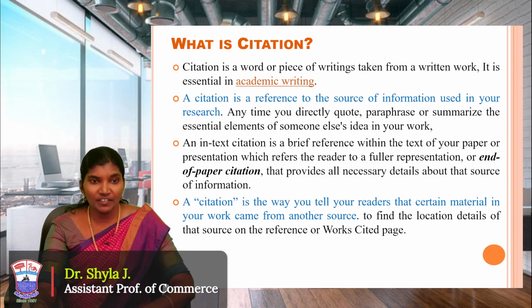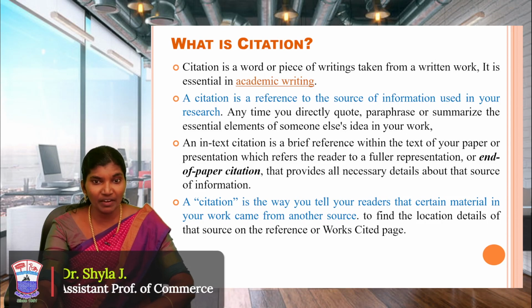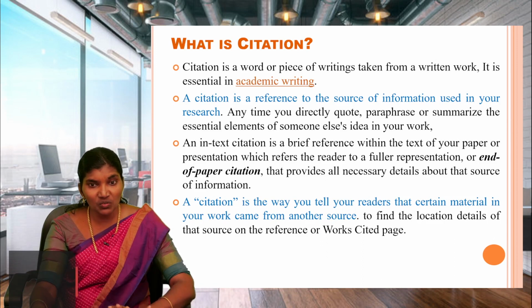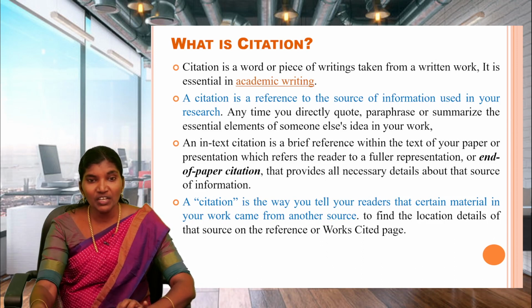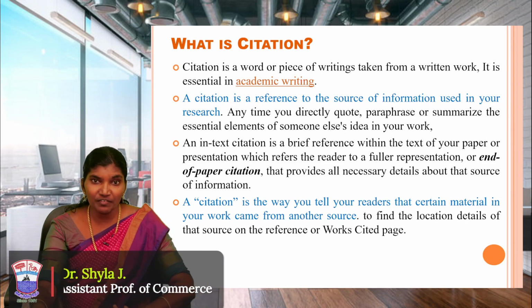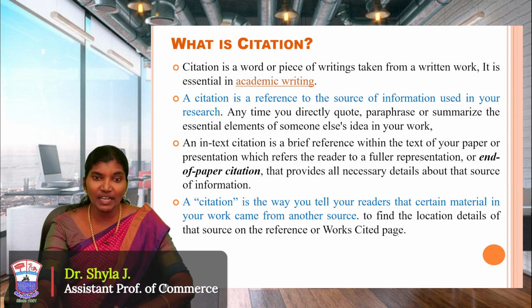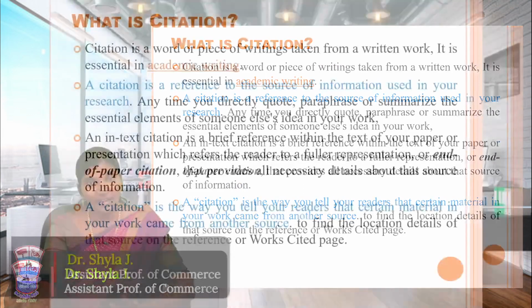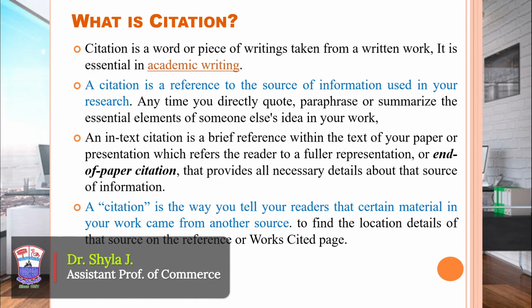So what is citation? Citation is nothing but a word or piece of writing taken from a written work, and it is essential for your academic writing. It is a reference to the source of information used in your research. Anytime you directly quote, paraphrase or summarize the essential elements of someone else's idea in your work, it simply means that we are quoting some ideas from other research works in your research topic.